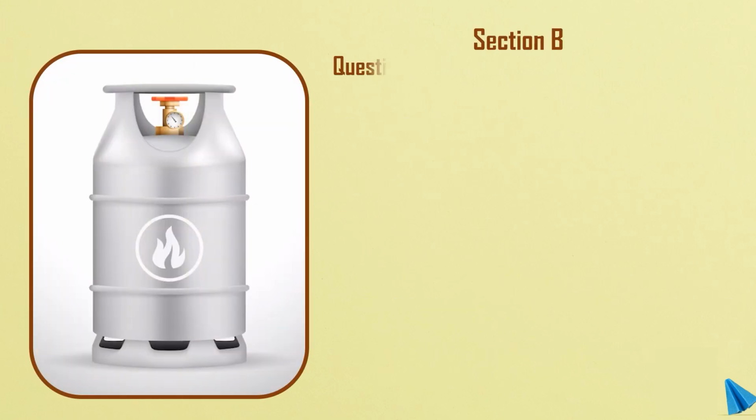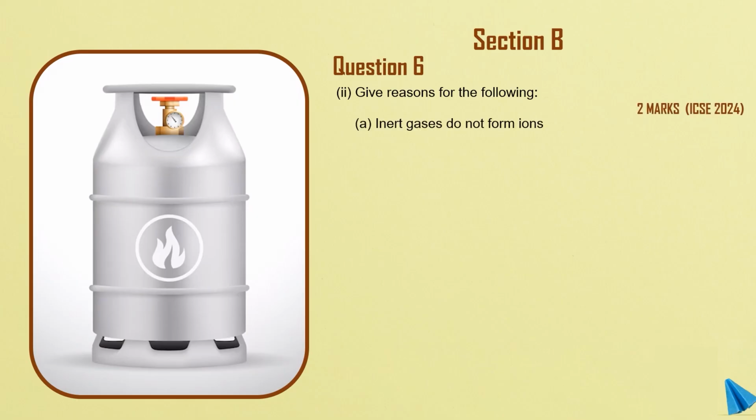Let's have a look at the new question, that is the second part. Give reason for the following. Inert gases do not form ions. Covalent compounds have a low melting and boiling point. Let us see the solution.